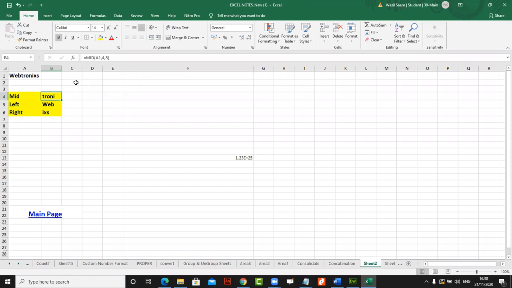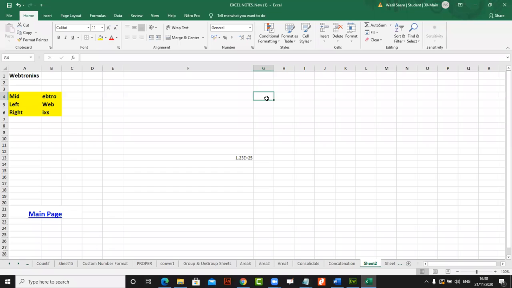So it means I want to start from the fourth, or let's say starting from the second till the fifth. Here we go. So second, third, fourth, fifth. So that's how you use the MID. We call them the splitting string functions. I hope this is clear. Yes or no?